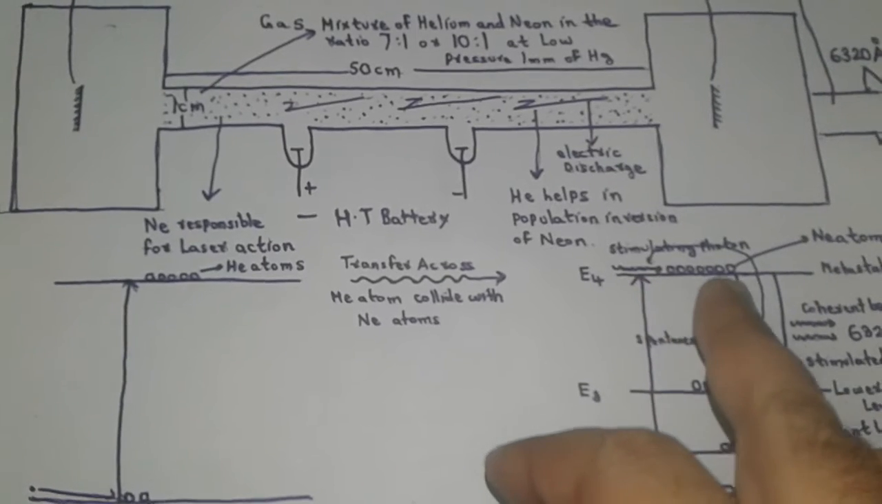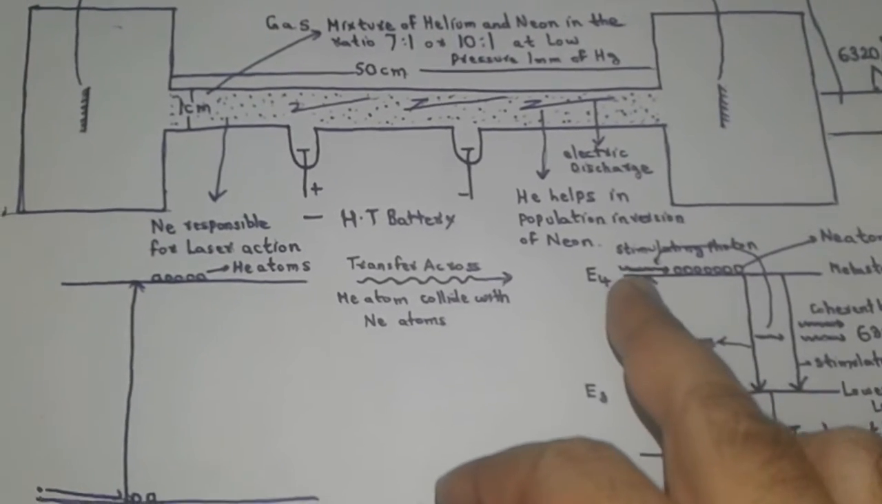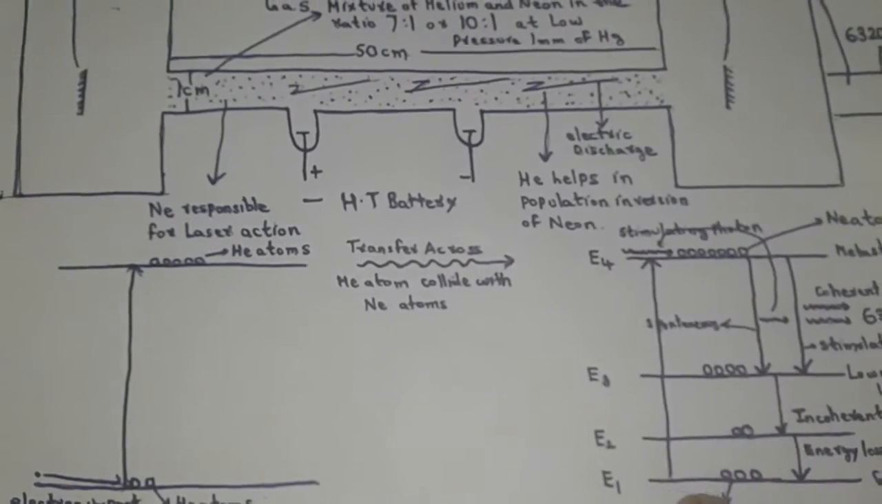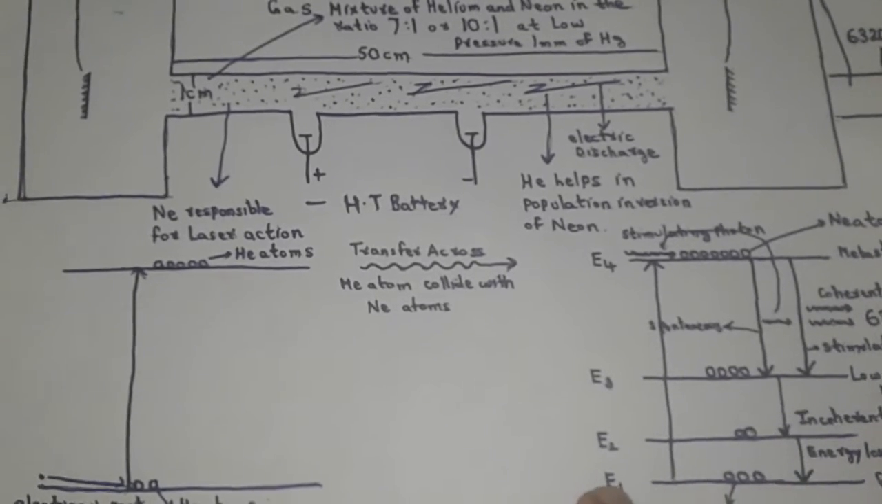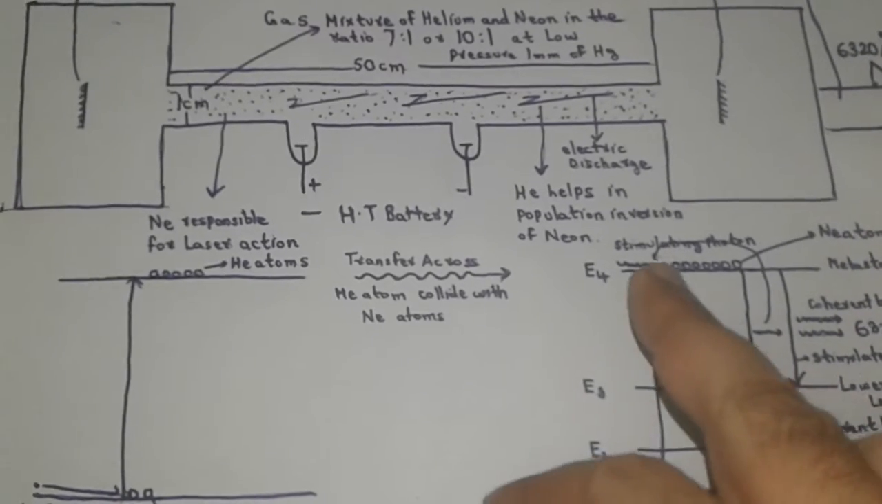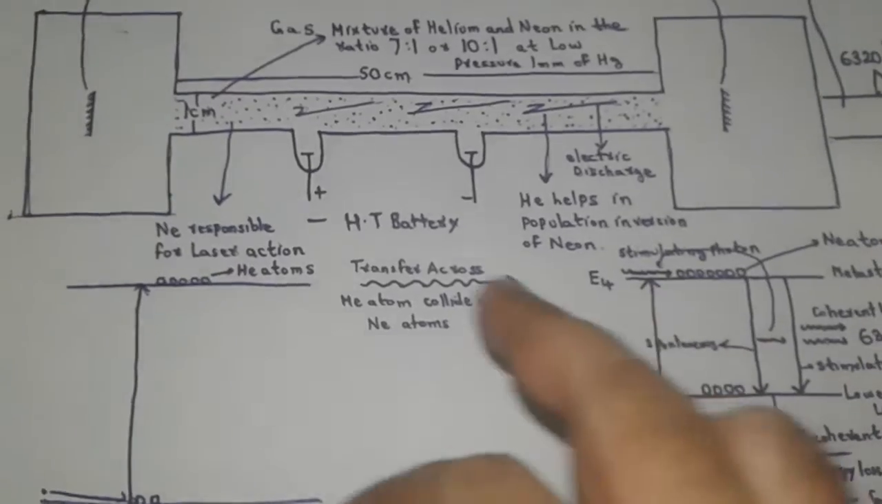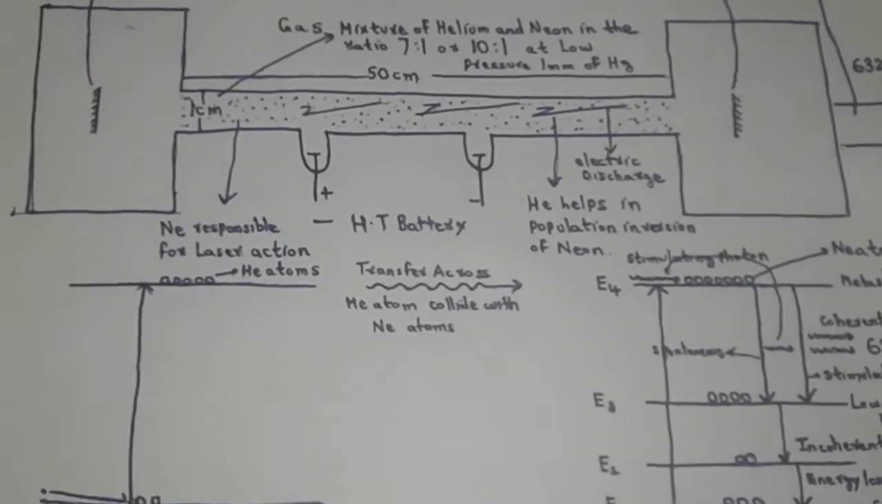Ultimately, the number of neon atoms in their metastable state E4 is in excess of the number of neon atoms in their ground state E1. That is, neon atoms achieve population inversion with the help of helium atoms.